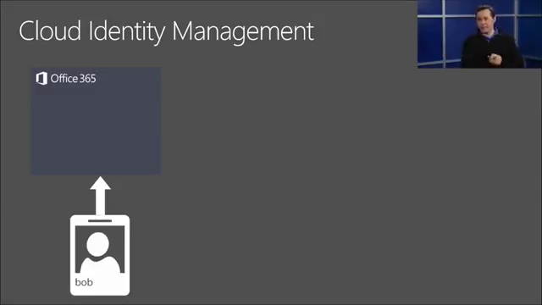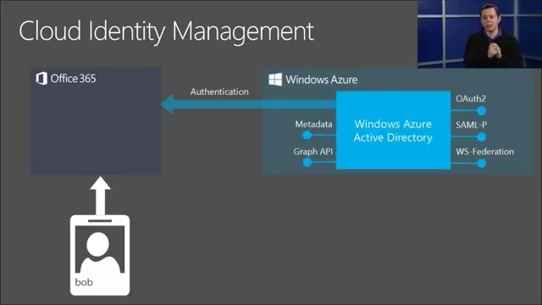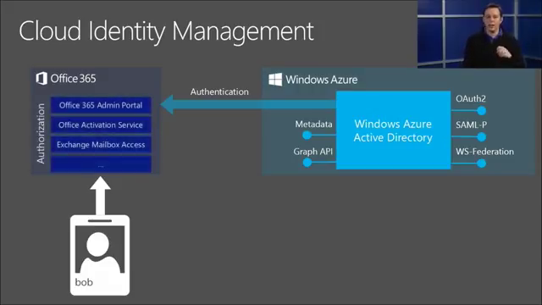Bob's trying to connect to Office 365, and Office 365 will actually check Bob's credentials against Windows Azure. So Windows Azure is the thing that's authenticating Bob to be who he says he is. And once we know Bob is who he says he is, then all the Office 365 services can authorize him to use certain things. So while Windows Azure has that authentication model that proves who Bob is, it's still Office 365 that tells us what Bob's allowed to access.